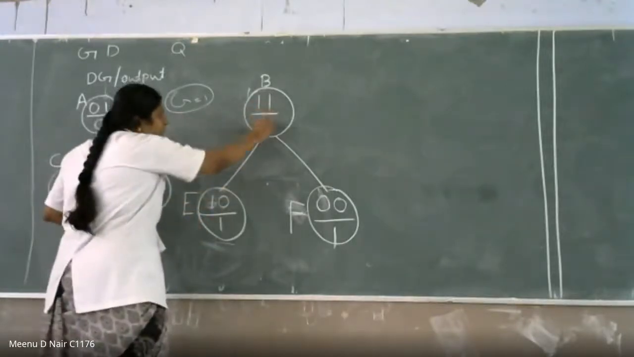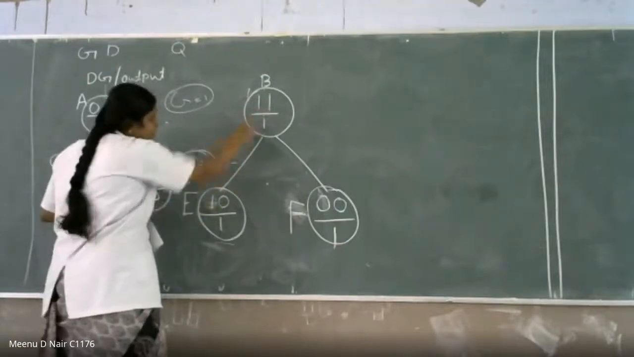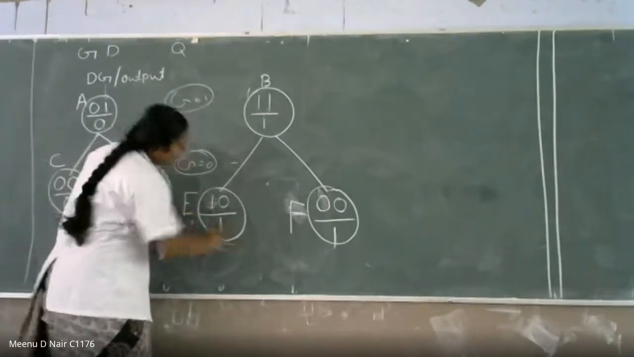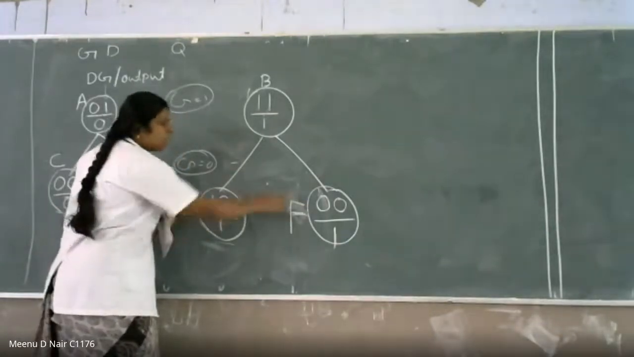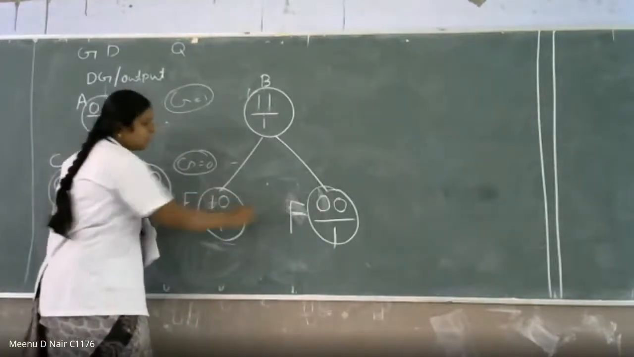1, 1 to 1, 0: here only one bit is varying, 1 to 0 is changing. So that is possible. From here to here it is possible, and 1, 0 to 0, 0 is possible. So you have to write like this: E here and this one is F.